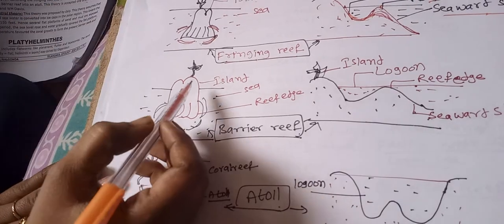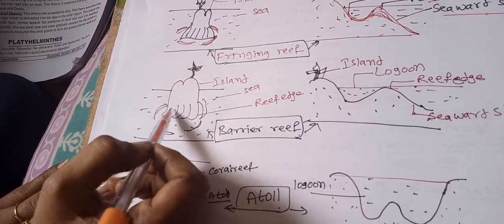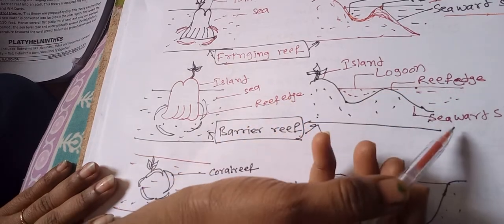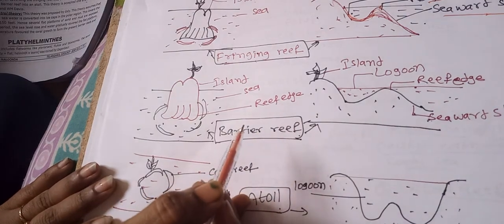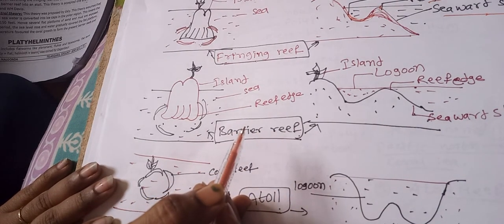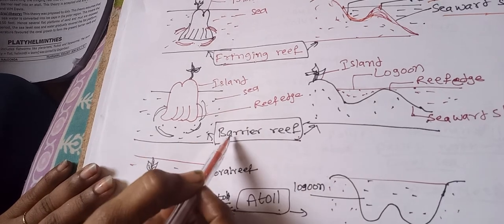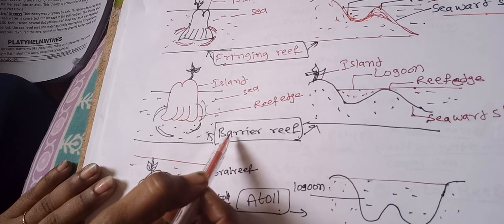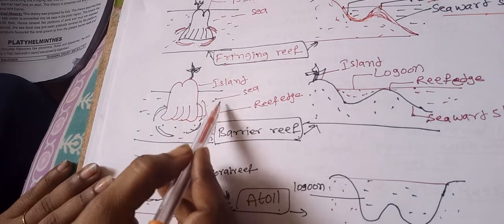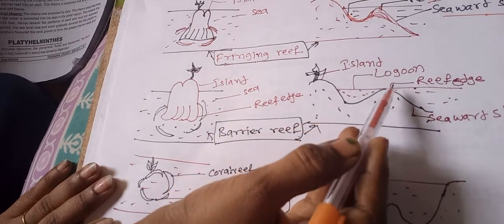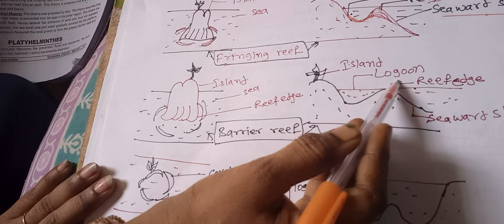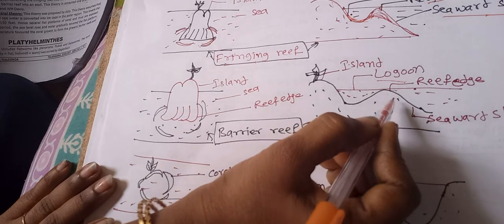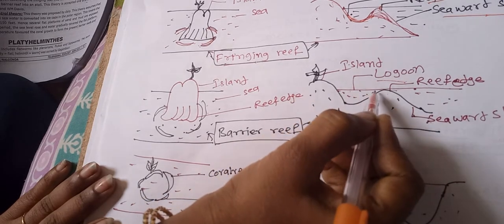Okay, next one, barrier reefs. This one is the island, this one is the sea, this one is the reef edge. Island, lagoon, reef edge and seaward slope are there. Barrier reefs are like fringing reefs, but they are located some distance out from the shore. The sea water lying between the island and the reef is called the lagoon. This is a lagoon. It is deep and ships can travel along the lagoon.